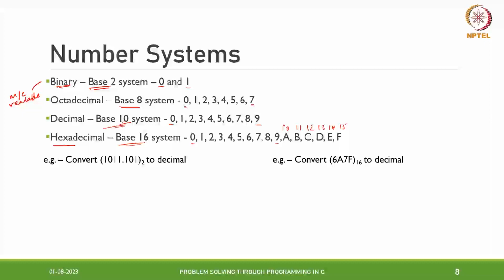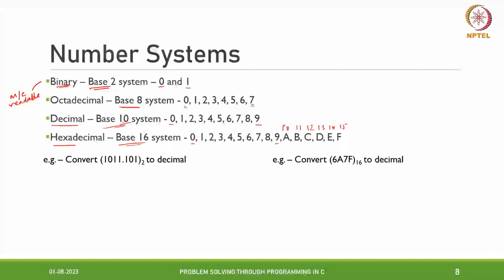Directly. But we usually tend to use the decimal system, and that has to be converted to the binary system every time we use it. For the computer to understand it, it has to convert the decimal to binary. So let us see an example of how to do that and how to do the reverse.